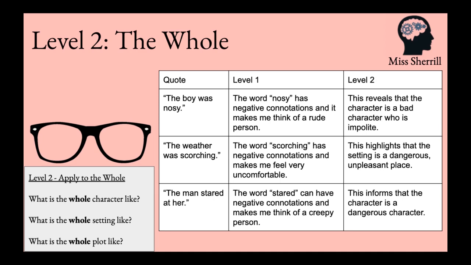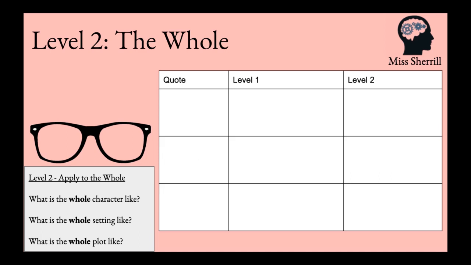So, level 1, you're always looking at the smallest parts, particularly word choice, character actions, or character speech, or setting. Level 2, you take what you found, the one word or the one sentence, and you apply it to the whole of whatever that was. Level 1, we looked at a character. Level 2, we looked at a setting description. And the third example, we also went back and looked at a character. Okay, let's do it again.